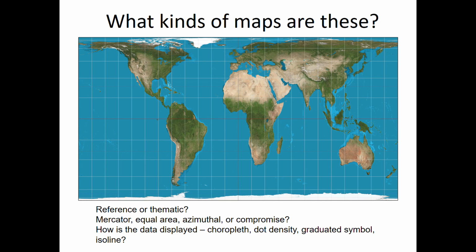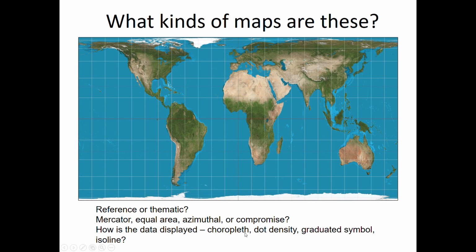We'll go through some examples of maps, and you simply should try and figure out what kind of map this is. There's more than one type, so I said not type but kinds. So you've got options like reference or thematic, Mercator, equal area, azimuthal, or compromise. We didn't talk about a compromise map, so don't worry about that. I took it off this year. And then we only talked about some of these ways of displaying data.